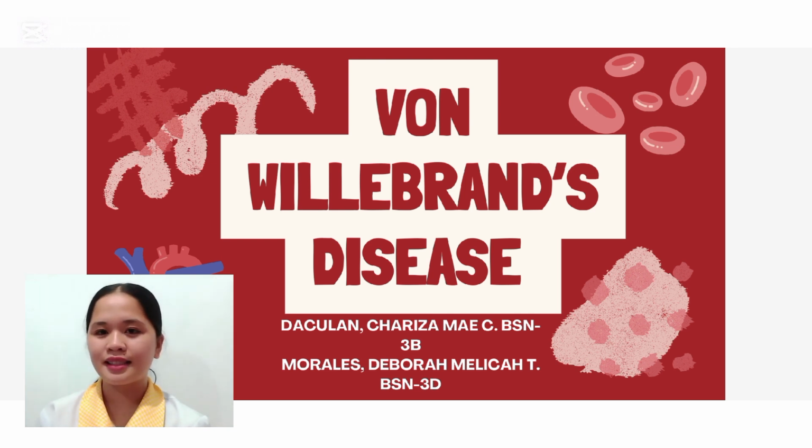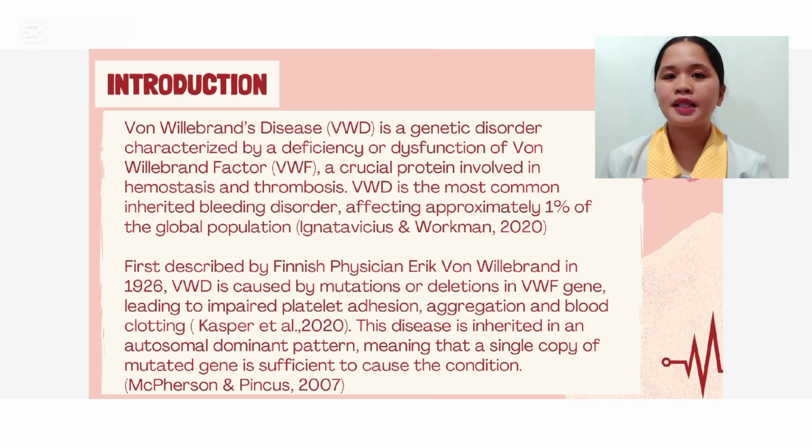We are going to discuss von Willebrand disease. Von Willebrand disease is a genetic disorder characterized by a deficiency or dysfunction of von Willebrand factor, which is a crucial protein involved in hemostasis and thrombosis. It is the most common inherited bleeding disorder, affecting approximately 1% of the global population. The disease was first described by Finnish physician Erik von Willebrand in 1926.